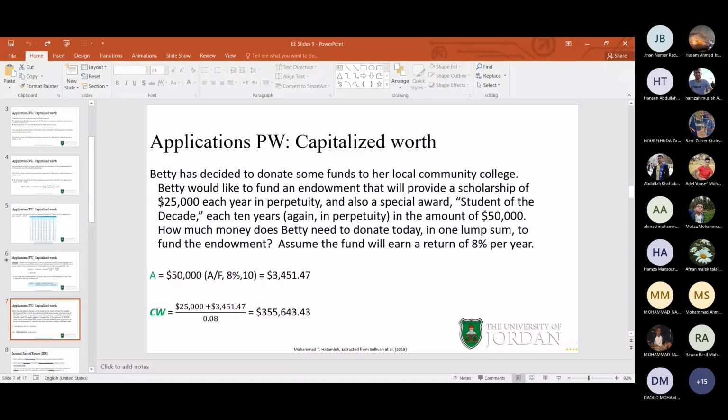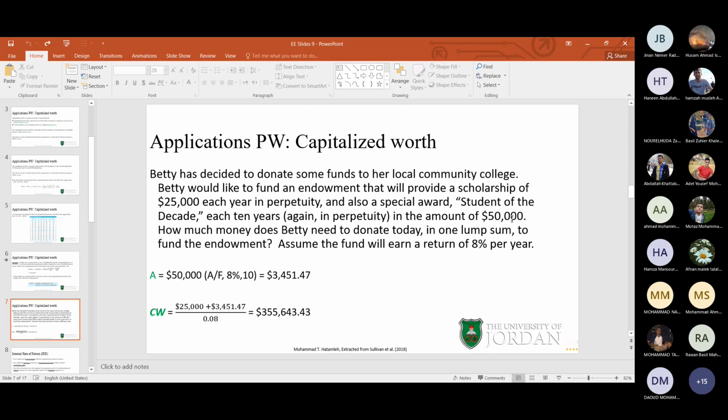فبالتالي ال 25,000 it's an annuity عم بتصير كل سنة. Capitalized worth لإلها would be 25,000 divided by the interest rate 8%. Now the $50,000 عم بتصير at the end of 10 years بحولها لannuity per year بضربها ب find A given F تطلع $3,451.47. طلع معي annuity per year that would cover the 50,000 each 10 years. بقسمها على الانترست ريت بيعطيني الكابيتالايزد وورث.